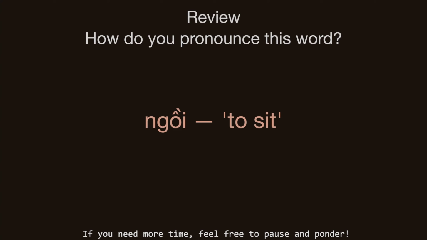This word means to sit. It's pronounced ngồi. This word means to hate. It's pronounced ghét. This word means small. It's pronounced nhỏ. This word means to read. It's pronounced "da." This word means now. In Hanoi, it's pronounced bây giờ. In the south, it's pronounced bây giờ. This word means and. In Hanoi, it's pronounced "va," while in Saigon, it's pronounced "yeah."